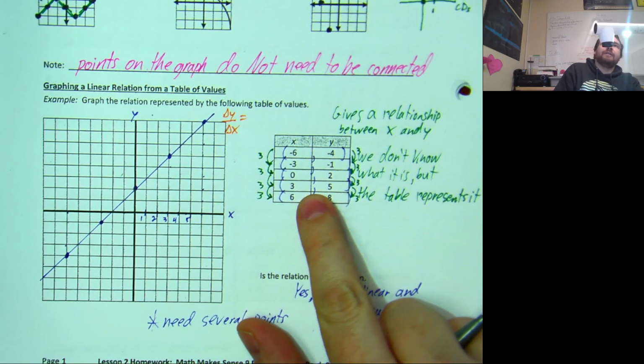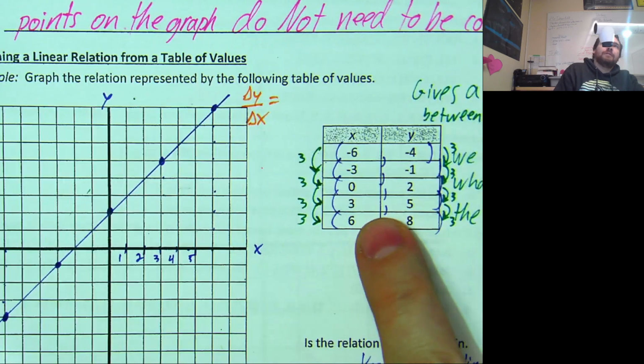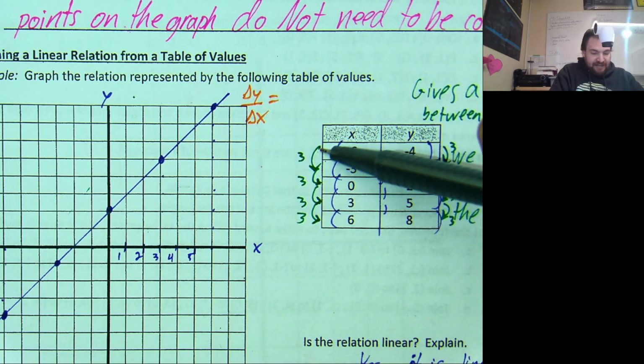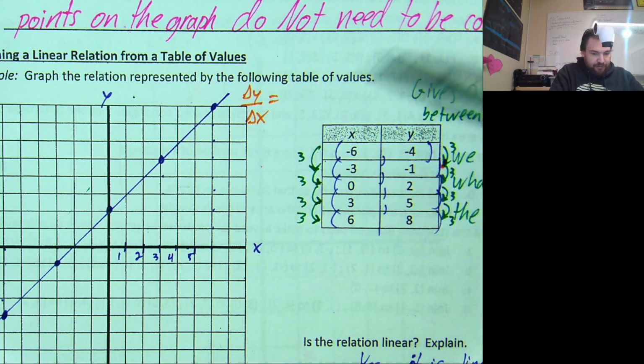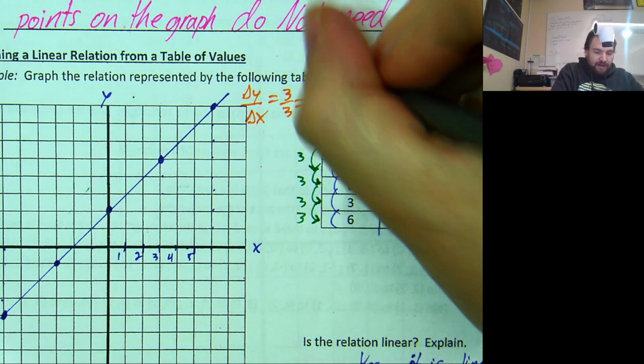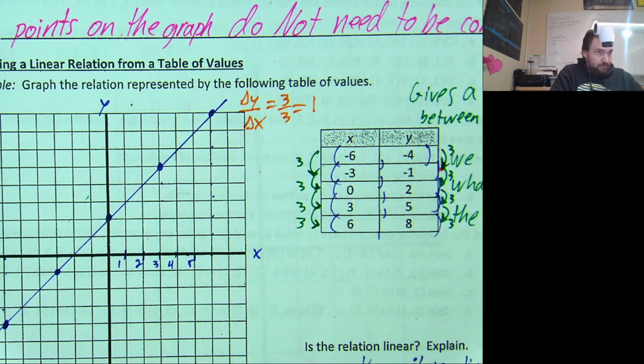Look what we did here. Going from -4 to -1, we went up 3. Going from -6 to -3, we went up 3. So it's going to be 3 over 3. So what's the slope? 1. That's it. That is slope.